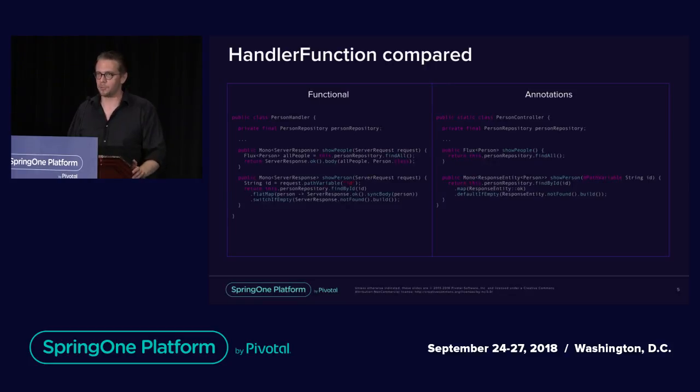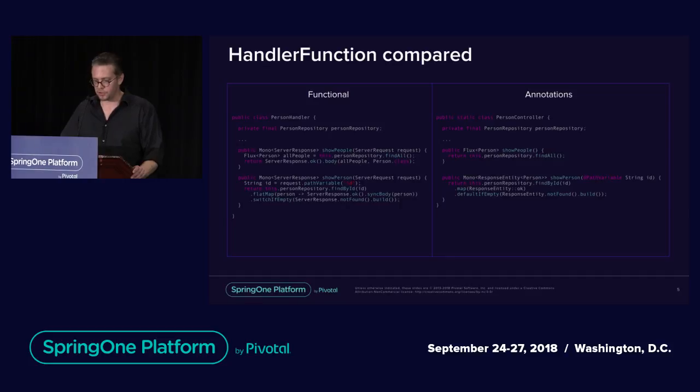And on the right-hand side, you basically have the annotation-based approach that you would take. So you're seeing the same patterns approach, right? On the right-hand side, we would return a Flux of Person objects straight out of the repository. And the other one is still a bit complicated. We're returning a Mono of a ResponseEntity of a Person. And that's very similar to the one you saw before, right? The one you see on the left.